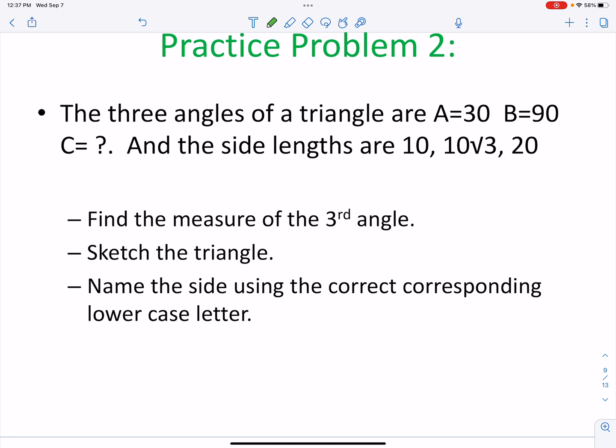Okay, the measure of the third angle: I have a 30, I have a 90, so that means I have 60 degrees. So if I draw this, I have a 90, and I have a 30, and that's A, and I have a 90, that's B. And then this right here is C, and I know that's 60 degrees.